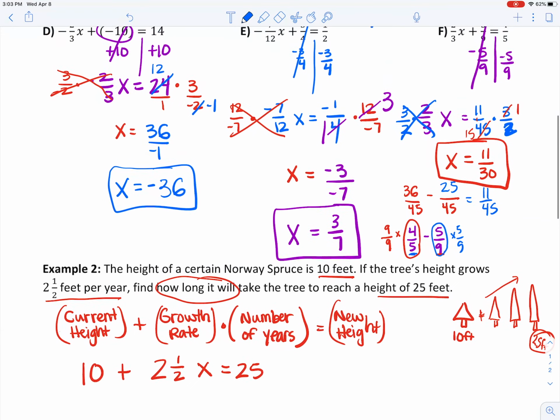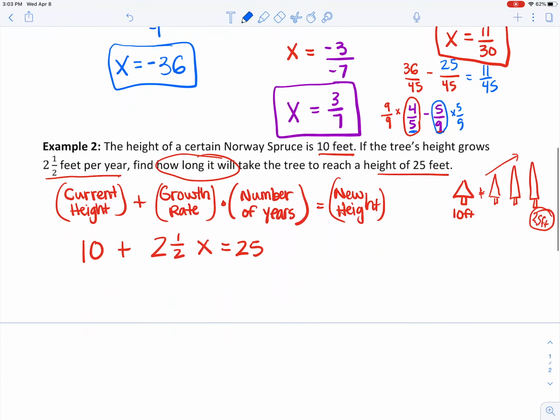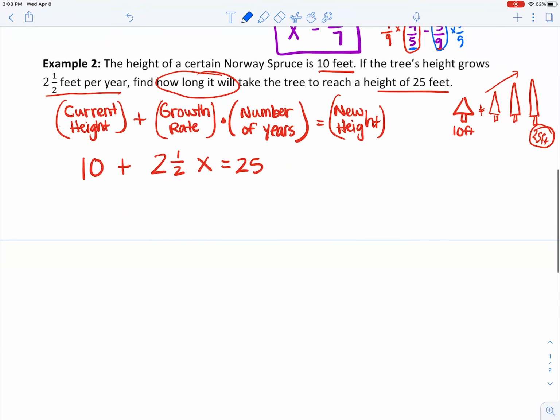So this should look very similar to like letters D, E, and F. Okay, solving for x, we want to first get rid of the constant on both sides. And so here's the split. Here's the equal sign, so here's the left side and the right side. So 10 minus 10 is 0. So now we have 2.5x equals, and 25 minus 10 is 15.